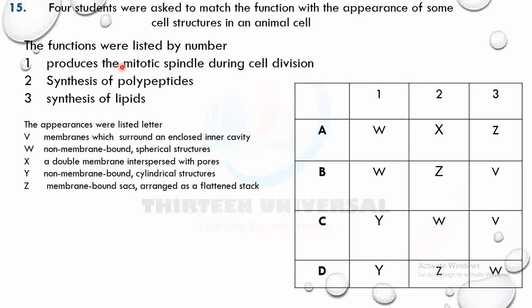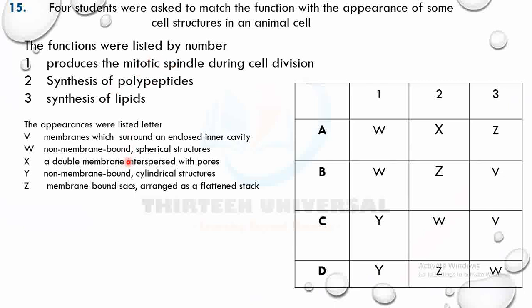Number 1 says produces mitotic spindle during cell division. Which organelle produces mitotic spindle? Centriole. Which one describes centriole? V says membrane which surrounds, but centriole doesn't have a membrane. W says no membrane bound spherical, this is ribosome. X is a double membrane interspersed with pores, which describes the nuclear membrane. V describes either rough or smooth endoplasmic reticulum. Y is a non-membrane bound cylindrical structure. This is the centriole, and centriole makes mitotic spindle.